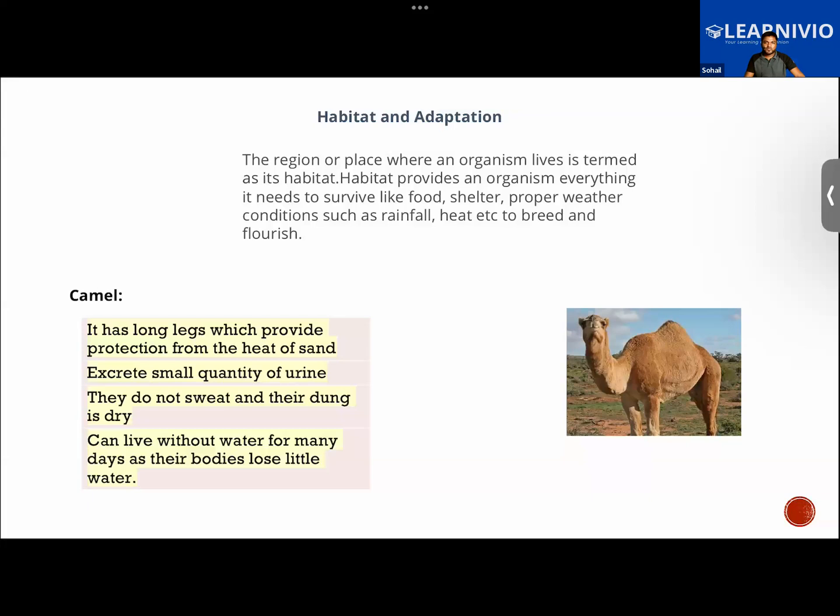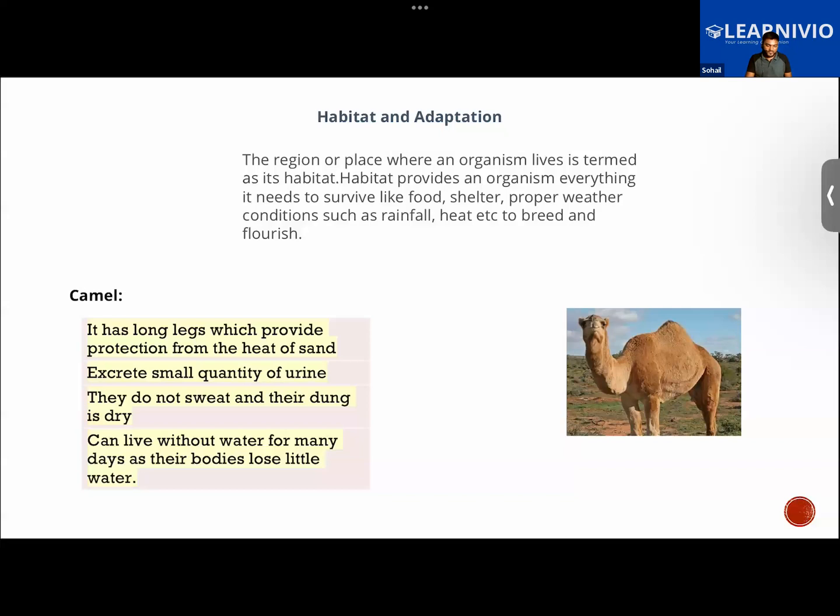Anyways, furthermore, in the chapter we see that different organisms show some adaptation to the environment in which they live. Camels have certain adaptations that help them to survive in their habitat. Right now, Halima?